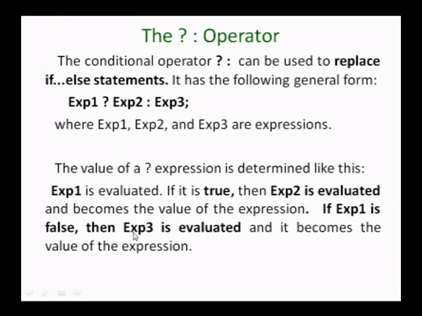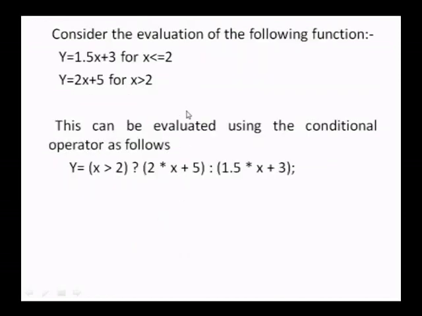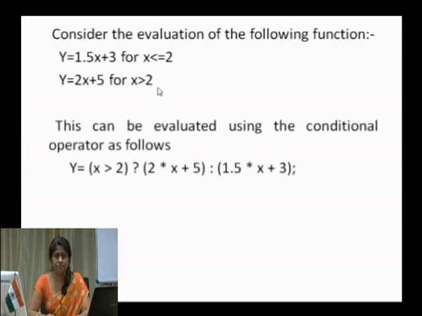So, that is what has been explained over here. Now let us look at a simple example. We have a variable y equal to 1.5x plus 3, where x is less than or equal to 2, and y is equal to 2x plus 5 if x is greater than 2.